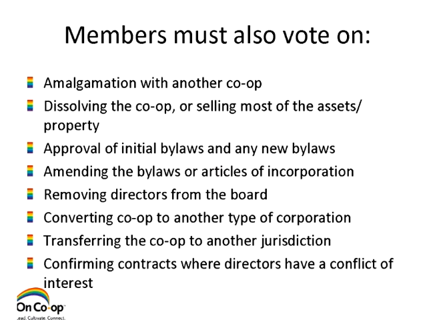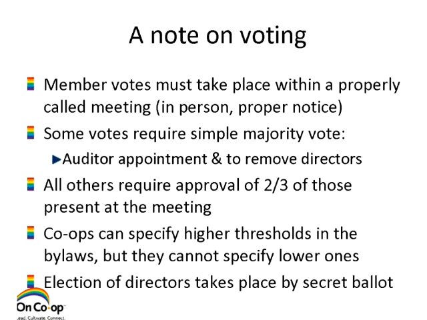So a note on when we talk about voting, there is a particular way that this happens. In Ontario, there is no proxy voting allowed for membership. So you can't write in your vote, you can't ask someone to vote on your behalf. So member votes must take place in person at a properly called meeting. That means the notice has been given properly, and that meeting has been called by the board of directors.